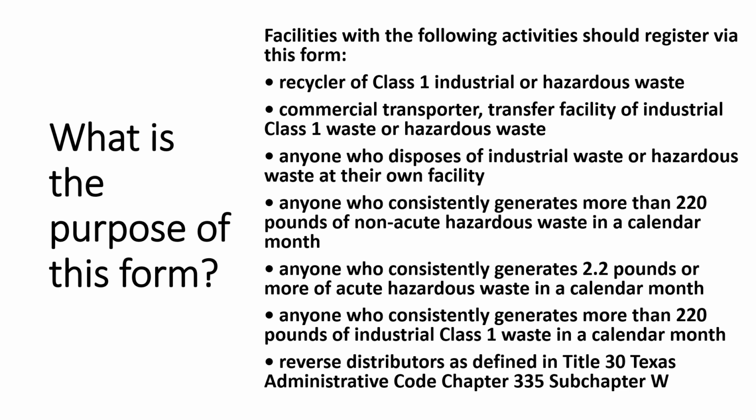What is the purpose of this form? This form is used for both new notifications and updates. The following facilities should register using this form: recyclers of Class 1 industrial or hazardous waste, commercial transporters, transfer facilities of industrial Class 1 waste or hazardous waste, those who dispose of industrial waste or hazardous waste at their own facility, those who consistently generate more than 220 pounds of non-acute hazardous waste in a calendar month, those who consistently generate 2.2 pounds or more of acute hazardous waste in a calendar month, and those who consistently generate more than 220 pounds of Class 1 industrial waste in a calendar month.